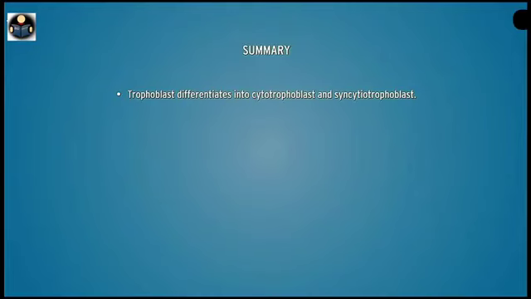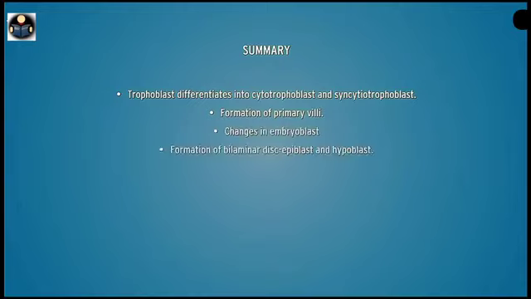Summary. Trophoblast differentiates into cytotrophoblast and syncytiotrophoblast. Formation of primary villi. Changes in embryoblast. Formation of bilaminar disc with epiblast and hypoblast. Formation of two cavities, the amniotic cavity and yolk sac.